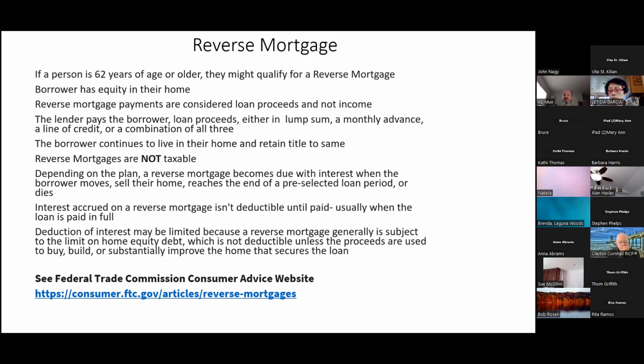The whole idea behind a reverse mortgage is you've got a senior and maybe they've got limited income and they realize they've got equity in the house and they go to a bank and they say, hey, I want this monthly advance, whatever, $500, $1,500, whatever it is. And that helps them enjoy their lifestyle, pay bills, things like that. But yes, it is a loan.